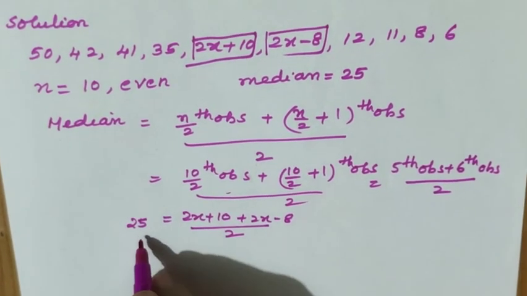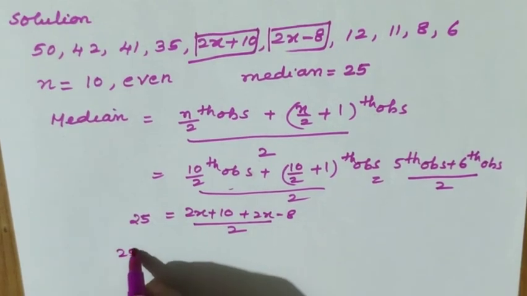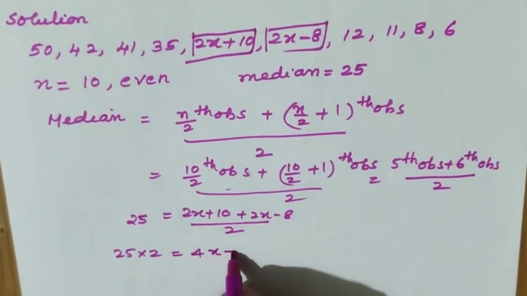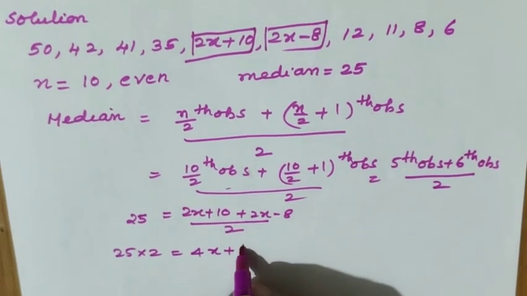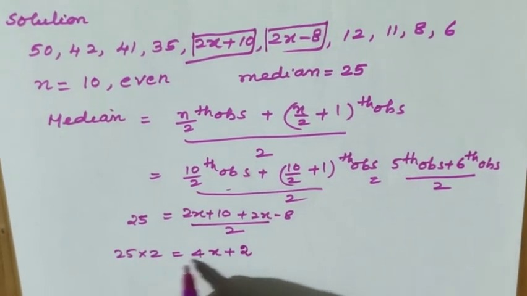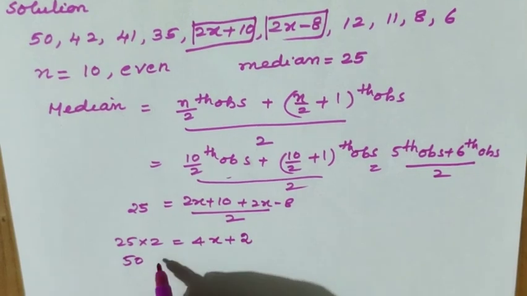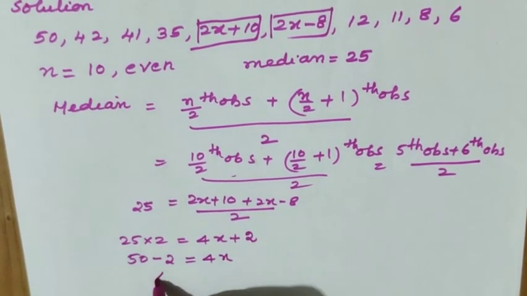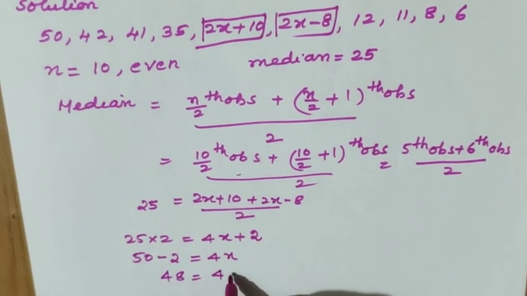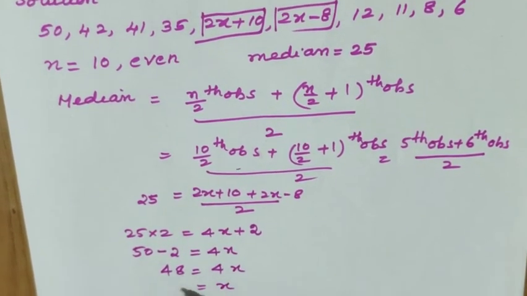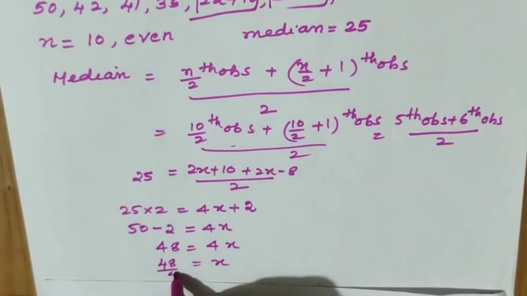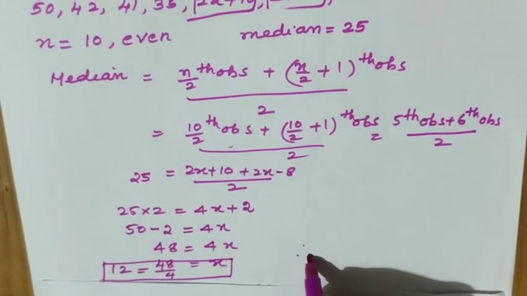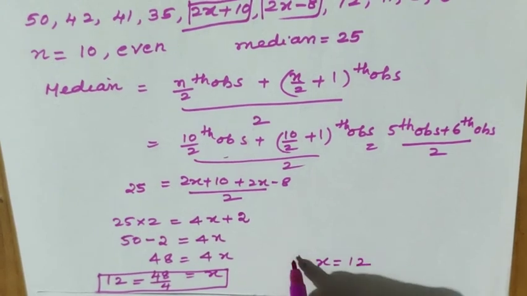Now 2 we are bringing to this side. 25 into 2 equal to 2x plus 2x, 4x. 10 minus 8, that is 2. So 50 we are getting, plus 2 we are bringing to this side, minus 2 equal to 4x. So 48 equal to 4x. So what is x? 48 by 4, that is equal to 12. So what is our answer? x equal to 12.